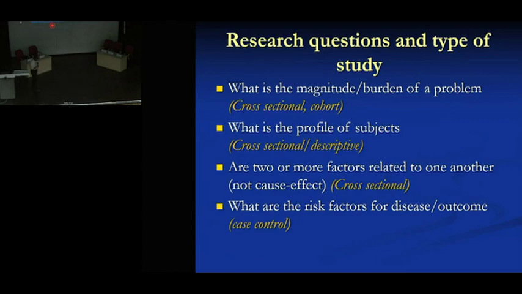So if you're looking at the burden of problems, the magnitude, just measuring, it's invariably cross-sectional, or even cohorts can give you, because cohorts give you incidence. You keep following somebody and see how many develop the disease, new disease. So cohorts can give you the burden of new disease. Otherwise, cross-sectional will give you the prevalence of these diseases. Profile, usually they're cross-sectional. If you're looking at associations without temporality, cross-sectional. If you're looking at risk factors for disease, usually they're case control.